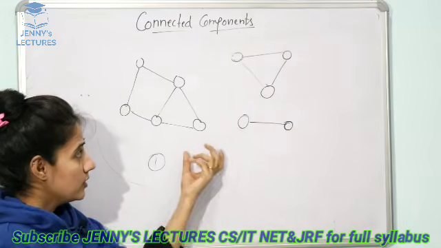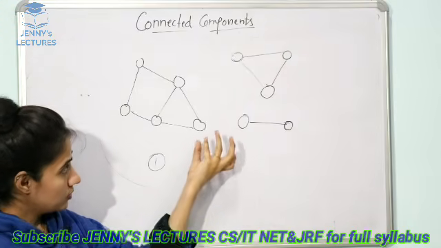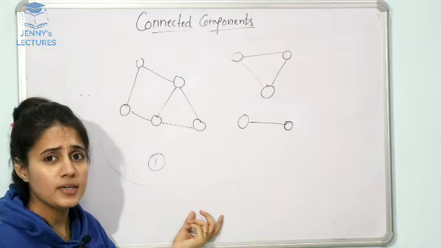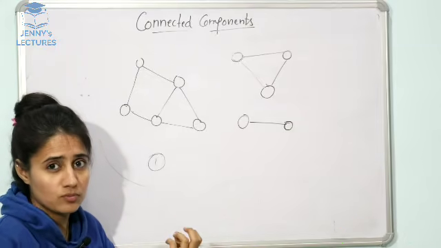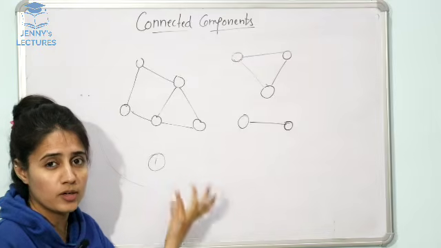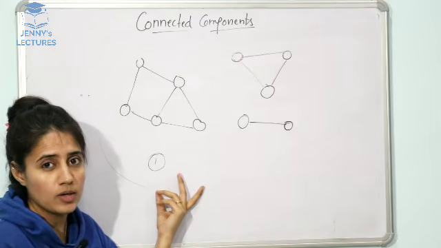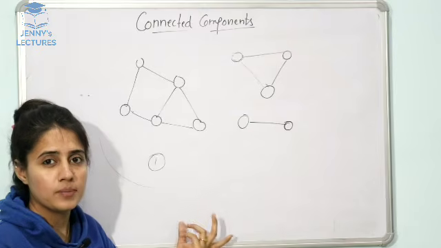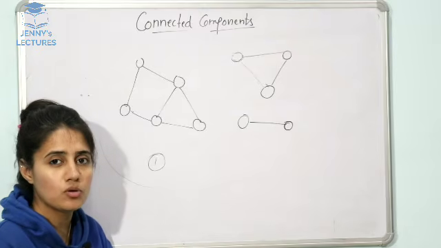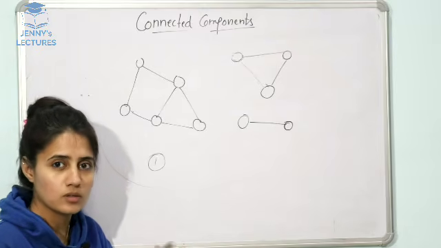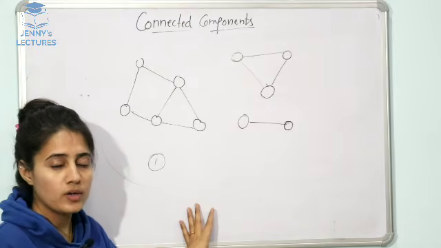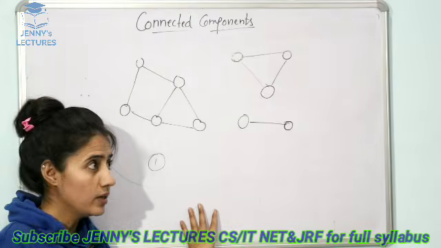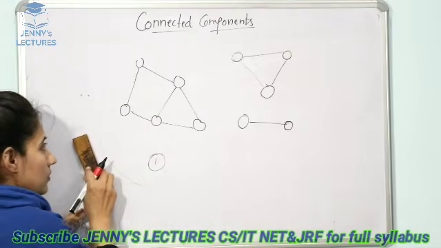So see, this is a pictorial view. By looking at this graph, you can easily tell how many connected components are there. But in the case of a computer, we have to use some algorithm to find these connected components. So what algorithms can be used? Either DFS or BFS, depth first search or breadth first search. I'll discuss with you how to find connected components using the DFS algorithm with the help of one example.